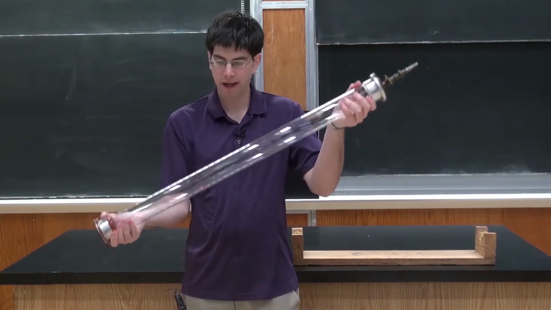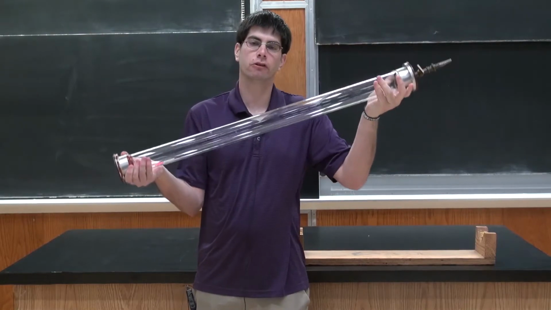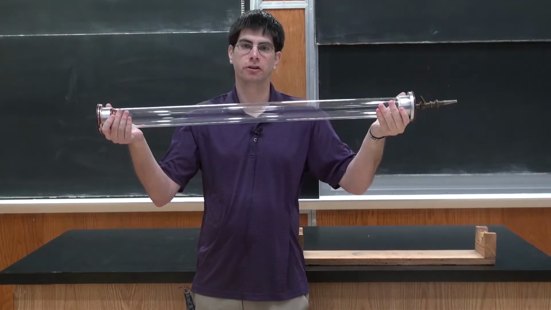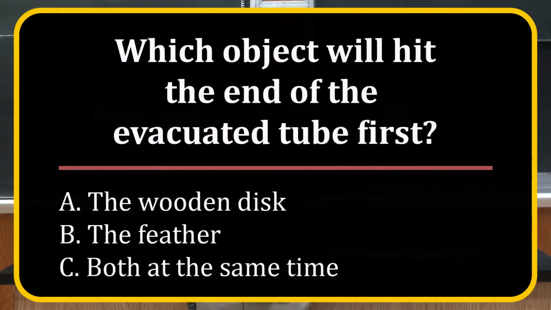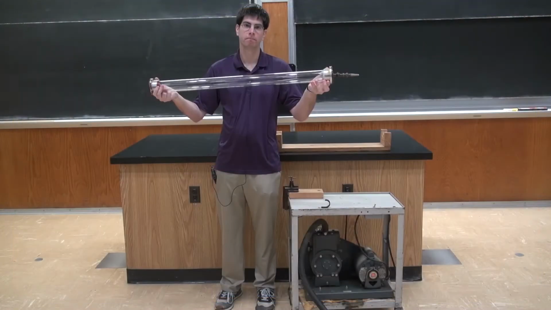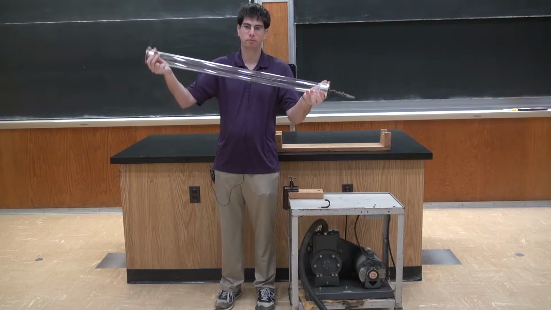Okay, so we've created a vacuum inside this tube now, and we're going to repeat the same experiment with the vacuum in here. So again, when I turn the tube, do you think the wooden disc is going to hit the ground first? Do you think the feather is going to hit the ground first? Or do you think they're going to hit at the same time? And why do you think that is? So let's see what happens.